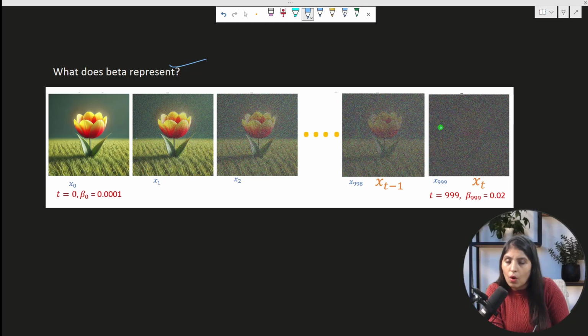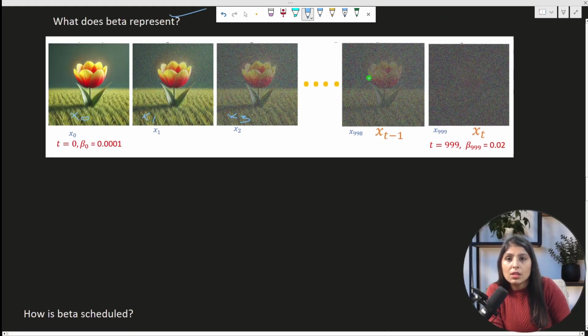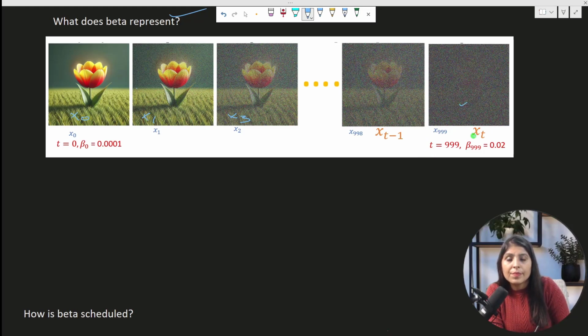So what is happening? Forward diffusion process is happening. I have told you that in the paper they have used 1000 time steps. So this is the image we get at time step x999, so means the time step is 999. Okay, so this is the final image. So you'll see this beta 0 over here, and this is the value, and at final time step you'll see beta and this is the value, right?